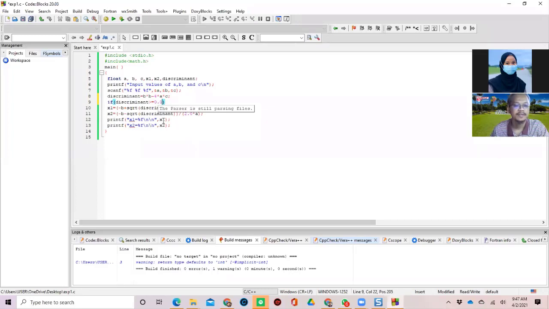Okay, then x1 and x2 will become 1. Okay, so we put it like this one. Ini belum ajar, nanti kita akan belajar dalam else statement, if else statement. Kita akan belajar kat situ nanti. Complex number. Print apa dekat sini.